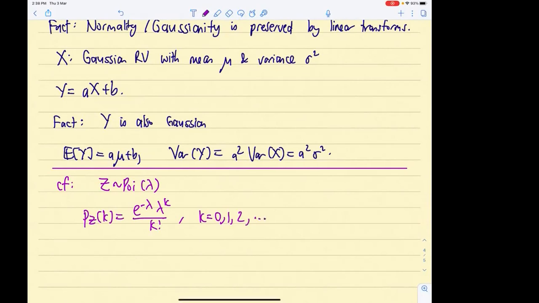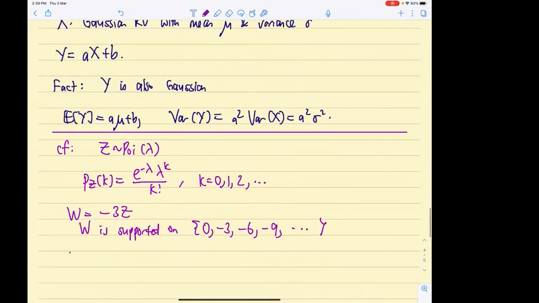So now I create a new random variable, let's call it W. It's equal to, I don't want to do 5, let's say minus 3Z. Minus 3Z. It's a linear transformation. Then the support is all wrong already, because now W is supported on the set 0, minus 3, minus 6, minus 9, and so on. And this is not the set of non-negative integers. So there's no hope that W is a Poisson random variable.